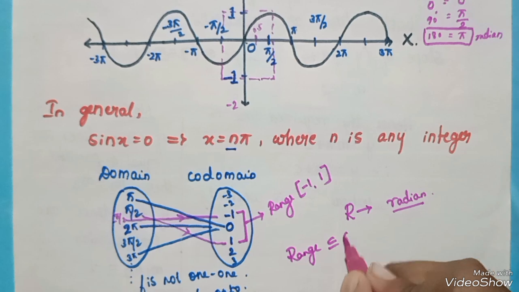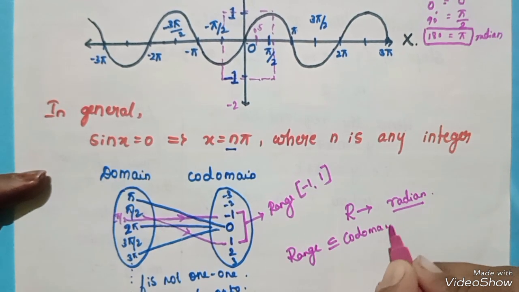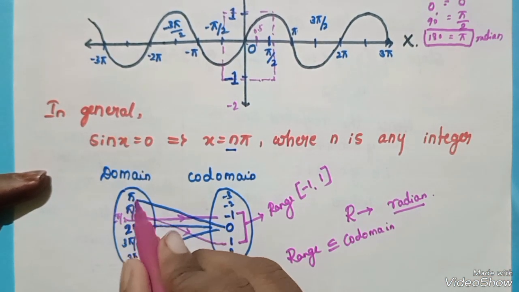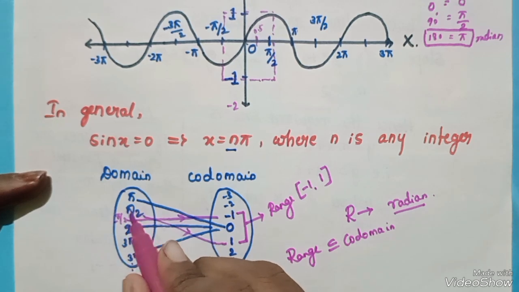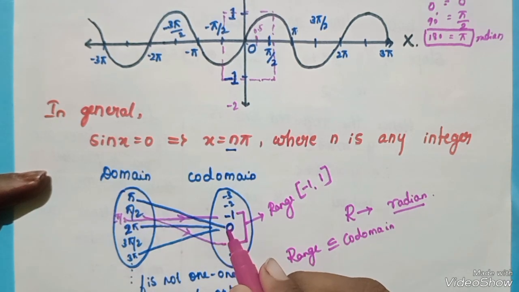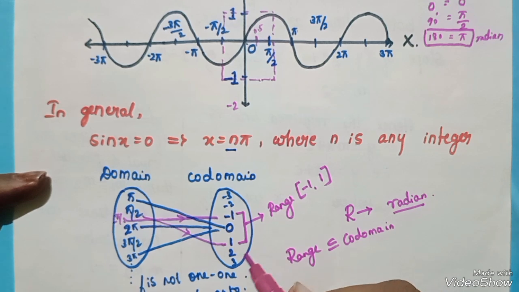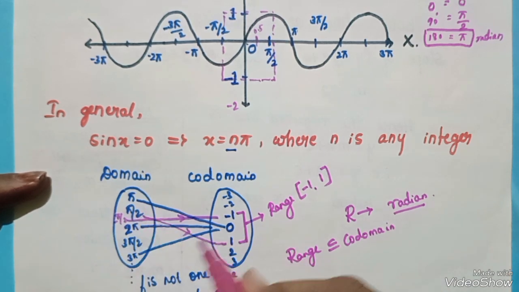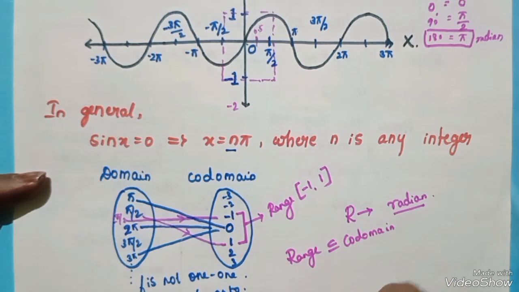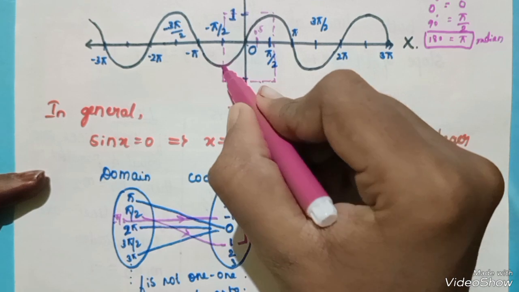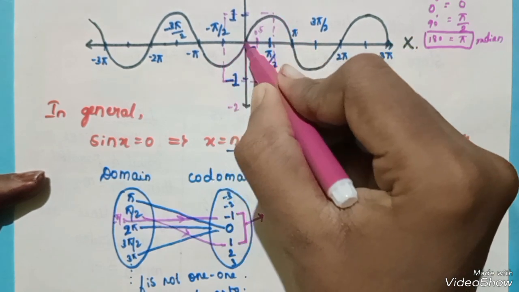Range is the subset of codomain, as well as the range means any element of the domain is related with the codomain for a particular value. That shows the range. Here the domain of the sine function is the set of real numbers, and the range becomes the closed interval minus 1 to 1. If we restrict its domain to minus pi by 2 to pi by 2, then it becomes one-one and onto, because from minus 1 to 1 the numbers are not repeated.